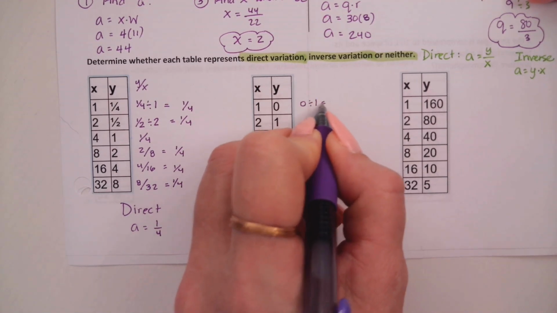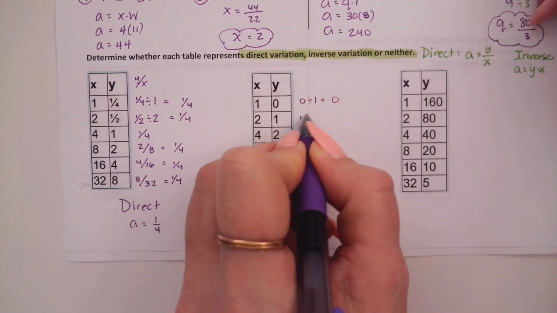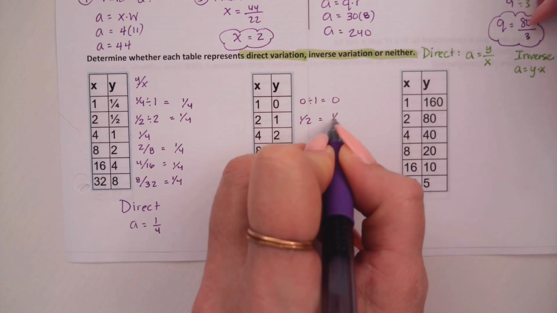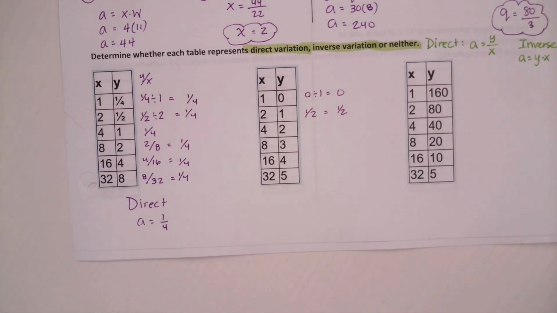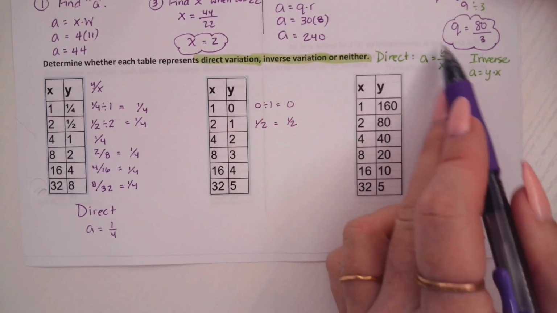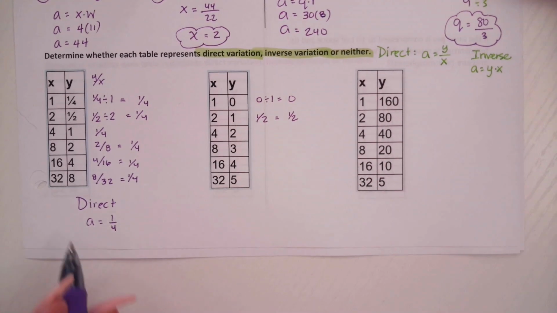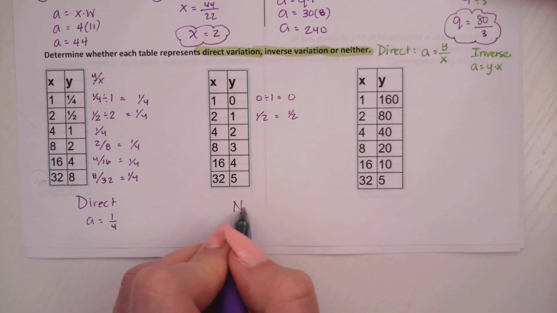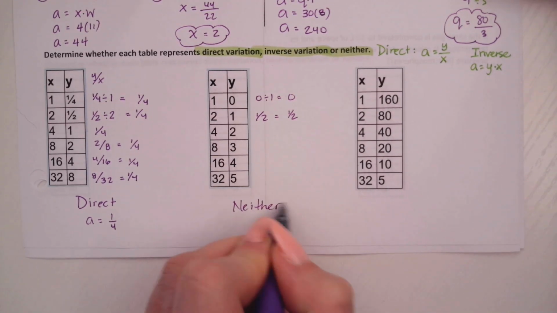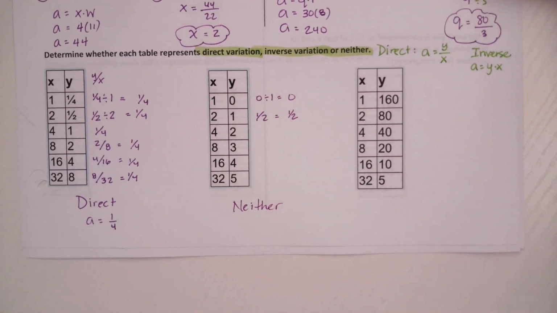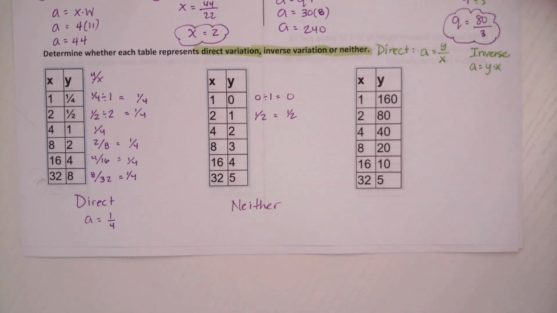0 divided by 1 is 0. 1 divided by 2 is 1/2. We got different numbers. So already I know it's not direct variation because the y divided by x was not constant. So what does that tell me about this table? It's neither. Good. None of those work. It's some other type of function, but not one of these variation functions.